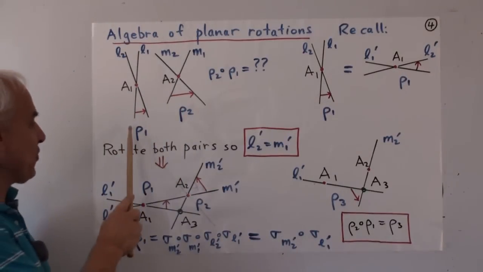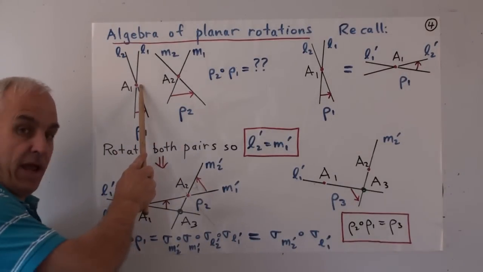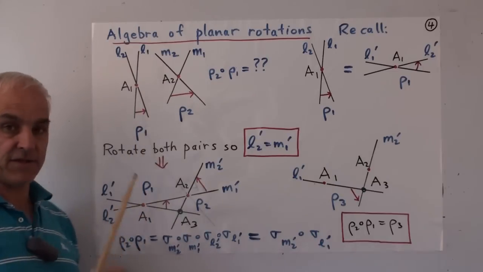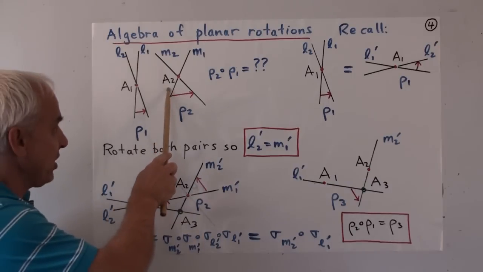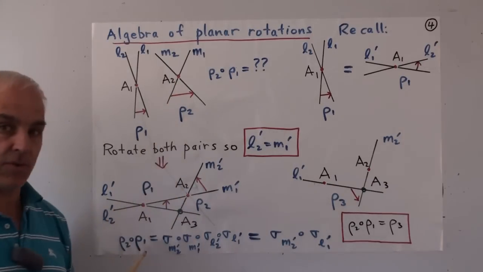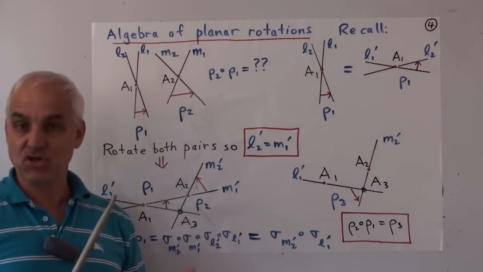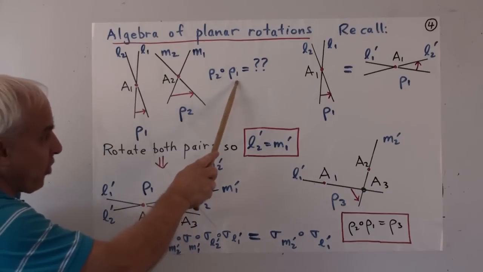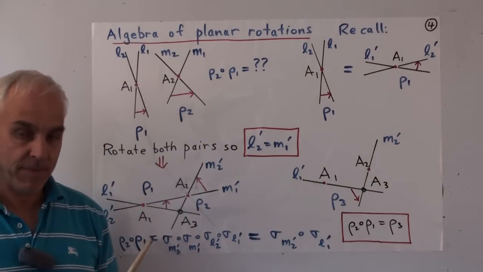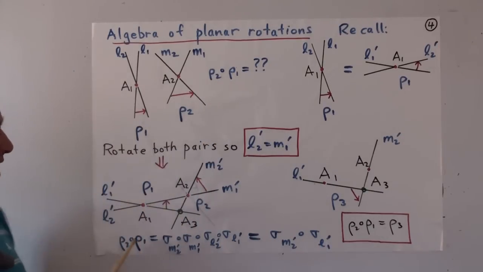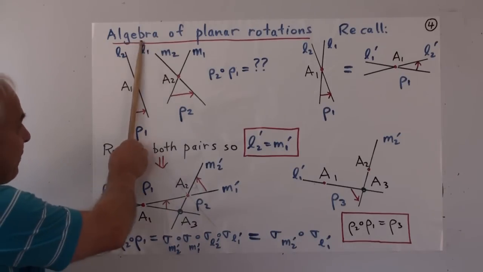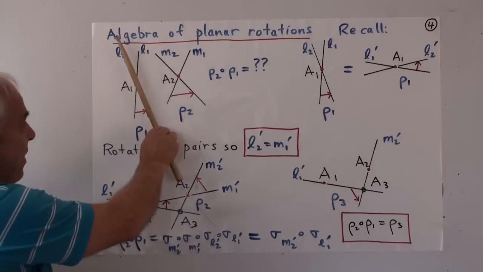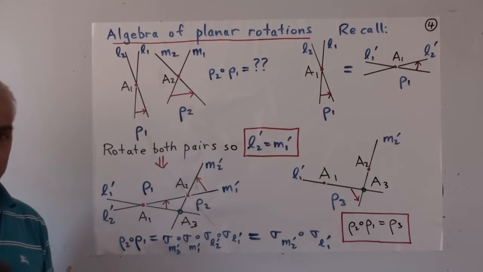We have a first rotation about the point A1 called rho 1. That's rotation number 1, rotation around A1. And another rotation, rho 2, around the point A2. And we're interested in describing what happens when we perform rho 1 and then rho 2. And let's suppose that we understand rho 1 in terms of a pair of reflections: the reflection in the line L1 and then the reflection in the line L2.